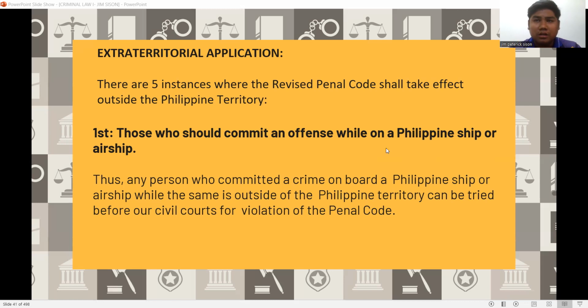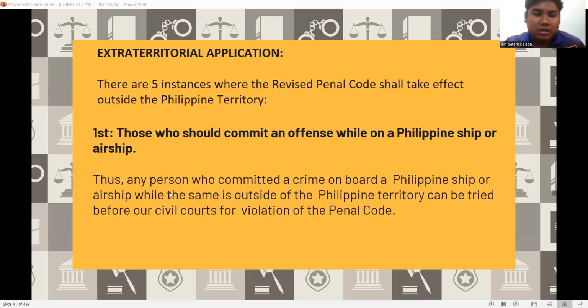So let's just say you committed a crime inside a PAL airplane while in flight. You stole from your co-passenger, or you punch your co-passenger. That's serious physical injuries. You stole, that's theft. Or you bullied, or you slapped someone. Philippine courts will have jurisdiction over you. Why? Because you committed a crime while inside a Philippine ship or airship.